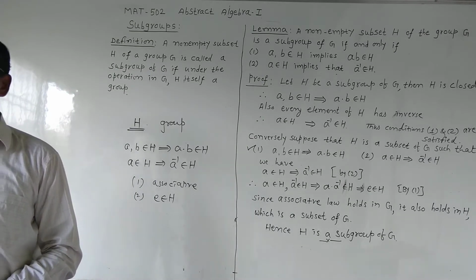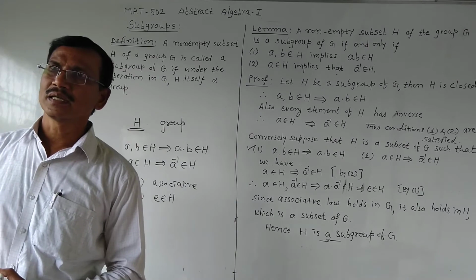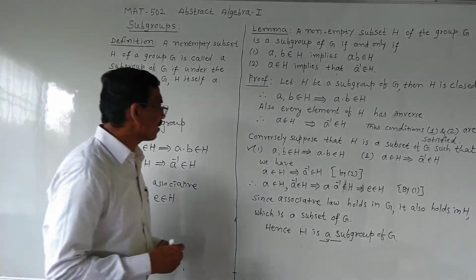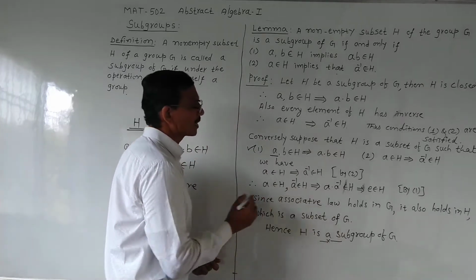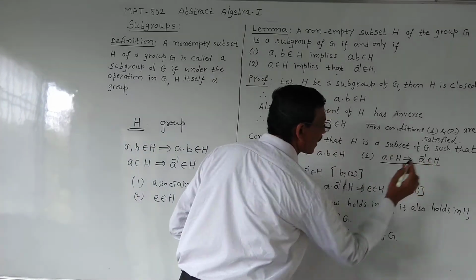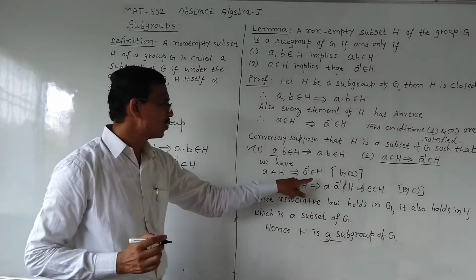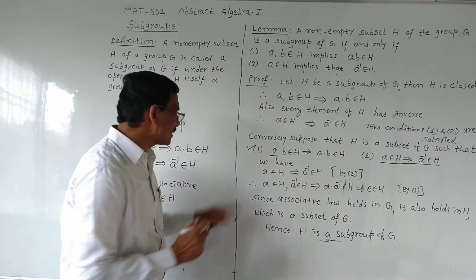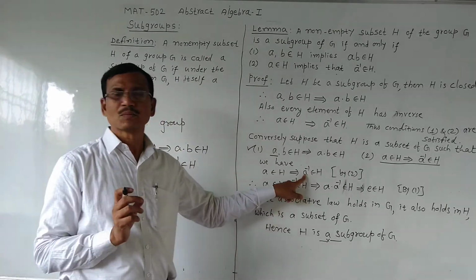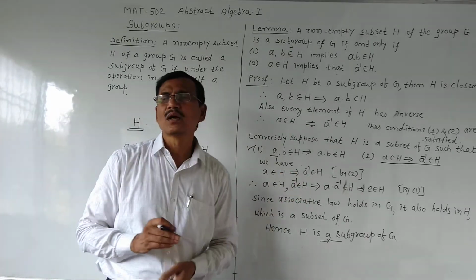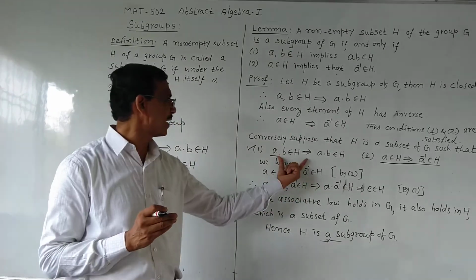Also, the associative property is satisfied in H. Now consider the first condition A. At first, consider the second: A belongs to H implies A inverse belongs to H. That means A is an element of H, and A inverse is also an element of H. For these two elements, the closure property must be satisfied by condition 1.